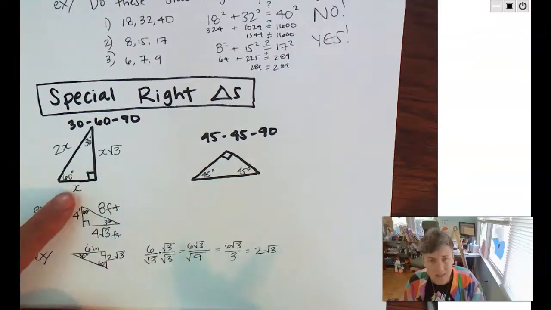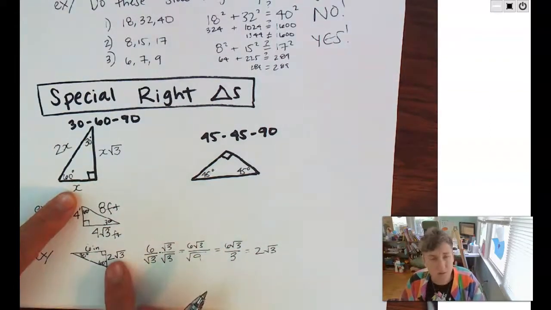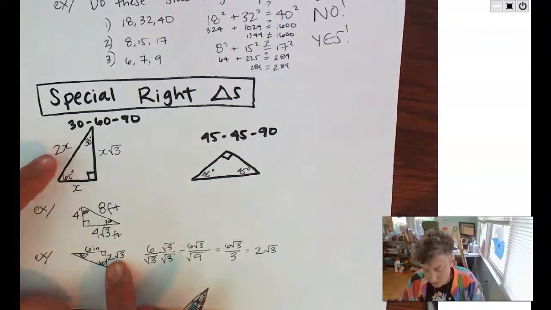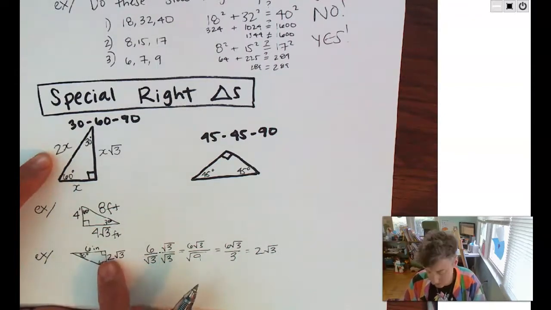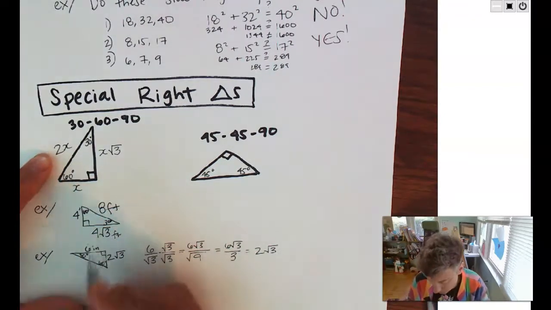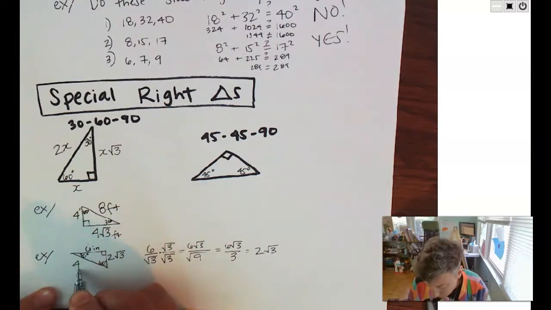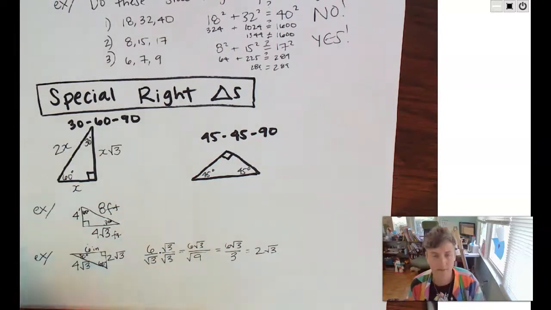So now we know what that x is. That small side is 2 square root of 3. We need our hypotenuse still, which is going to be twice as big as that. So we're going to take 2 times the outside, 2 times 2, so this hypotenuse is now 4 times the square root of 3.